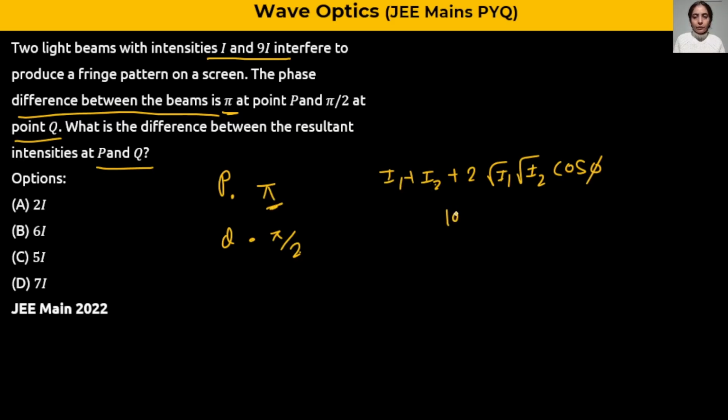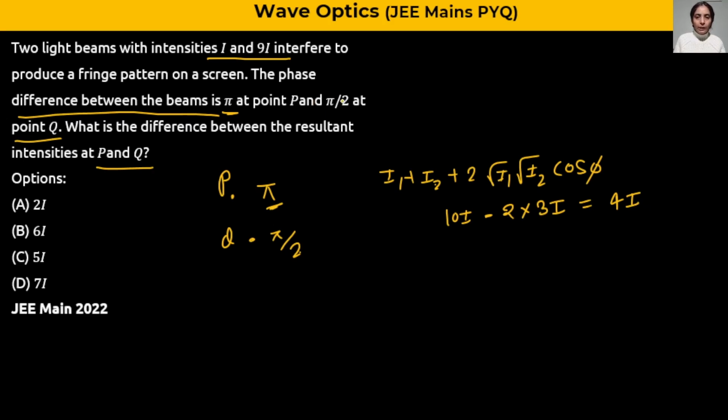9I plus I, that is 10I, minus 2 into 3I basically. So this is going to be your 4I. Done it? Yeah, this is going to be 4I.